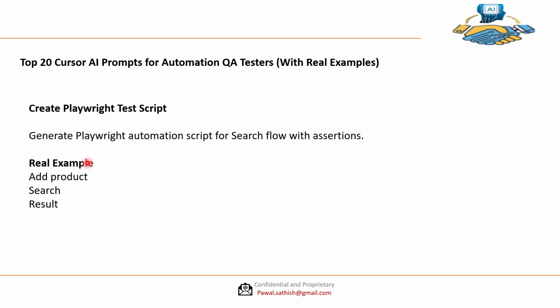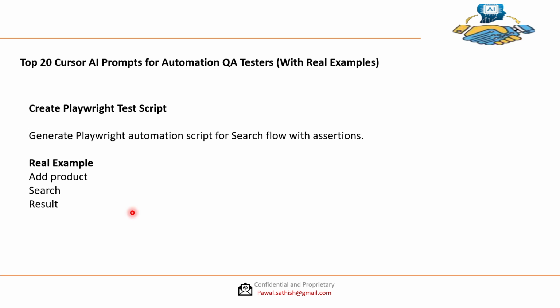Now, if we are using Playwright, then we'll give the prompt like: generate Playwright automation script for search flow with assertions. If you know your test case ID and all the detailed steps, you just mention them here, and Cursor AI provides the output.